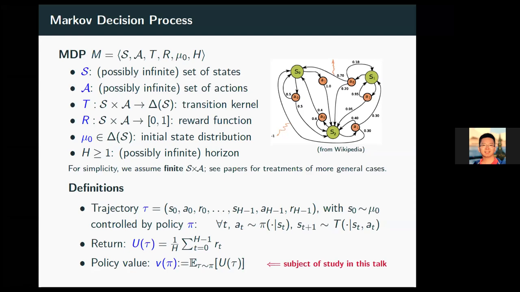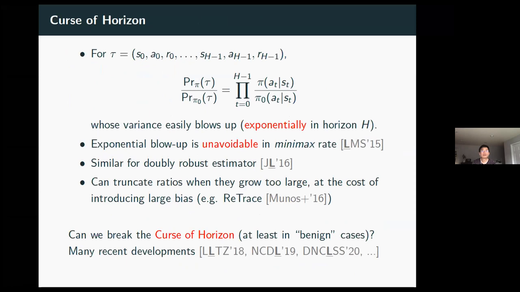Is there an order of the variance of the importance weight? Does it depend linearly on H? Oh, the variance depends exponentially. Oh, I see. Yeah, so this is the slide here. And that's why it is called the curse of horizon, because it requires exponentially many data to counter the exponential variance. Yes.